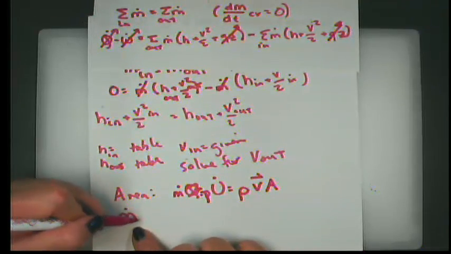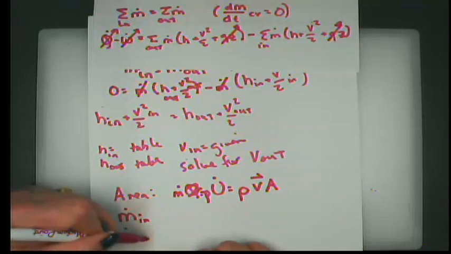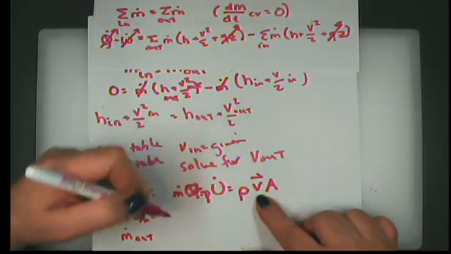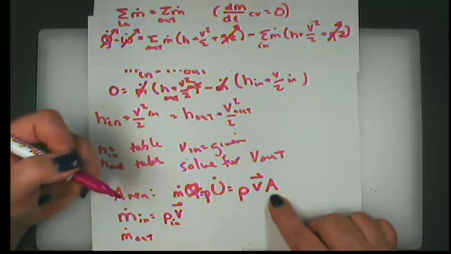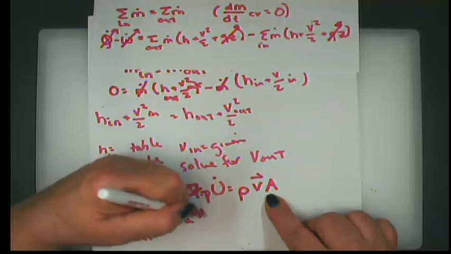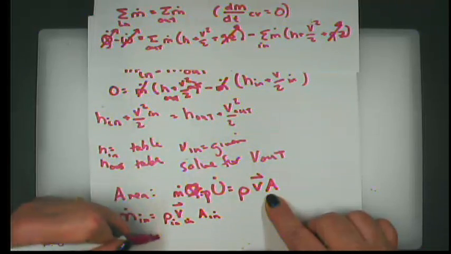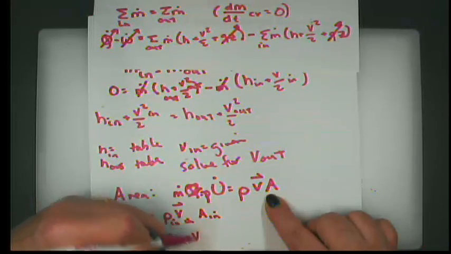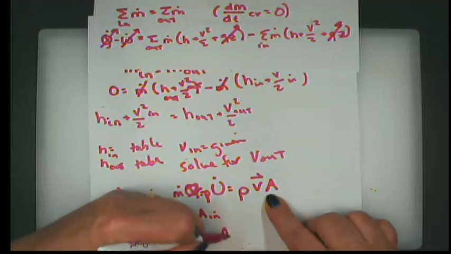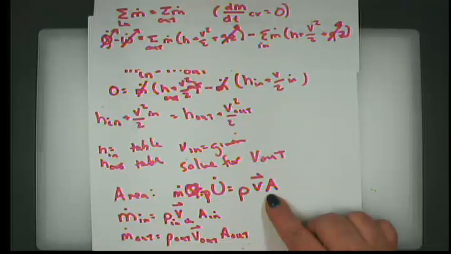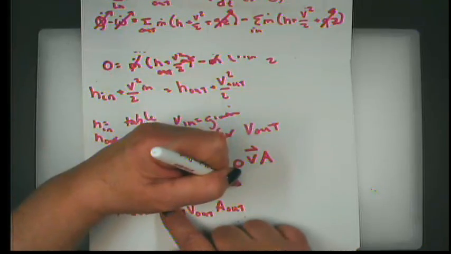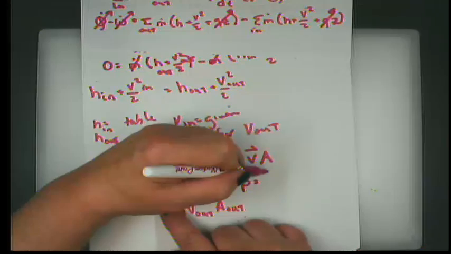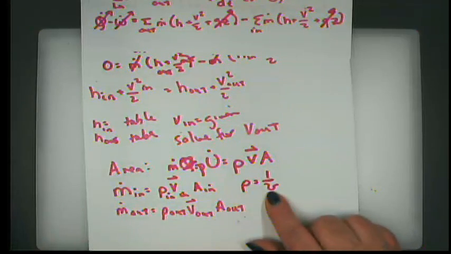So in our case, m dot on the inlet is the same as m dot on the outlet, which is equal to rho on the inlet, times V on the inlet, times the area of the inlet. And m dot on the outlet is rho on the outlet, times V on the outlet, times the area of the outlet. And we know that those two things are equal to each other because mass flow rate remains unchanged. Now, the variable that we have in our tables is not rho, but we know that rho is equal to 1 over little v, or specific volume, right?